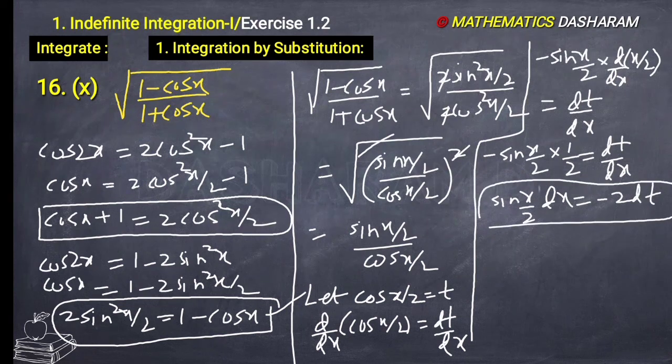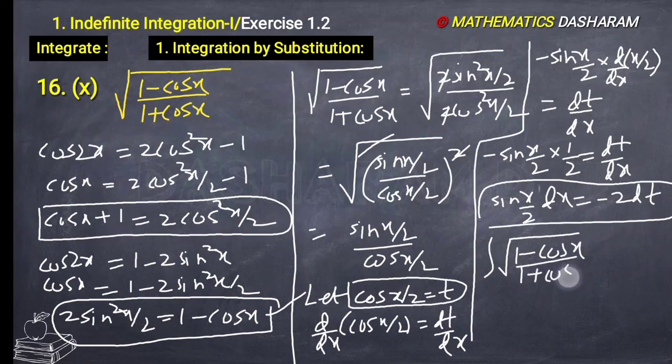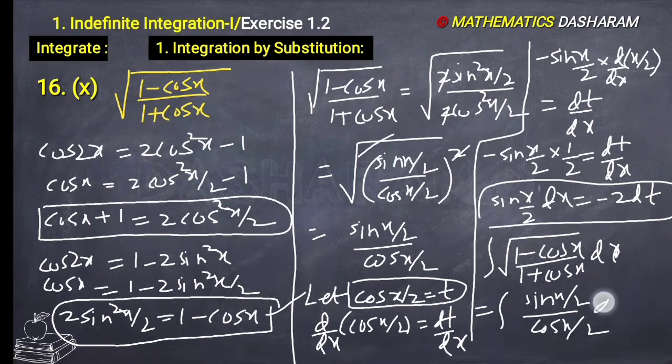So these two values substitute in the simplified answer. So integration of under root 1 minus cos x by 1 plus cos x dx equals integration of, what is its simplified form, sin x by 2 divided by cos x by 2 dx. Now let's substitute the values.